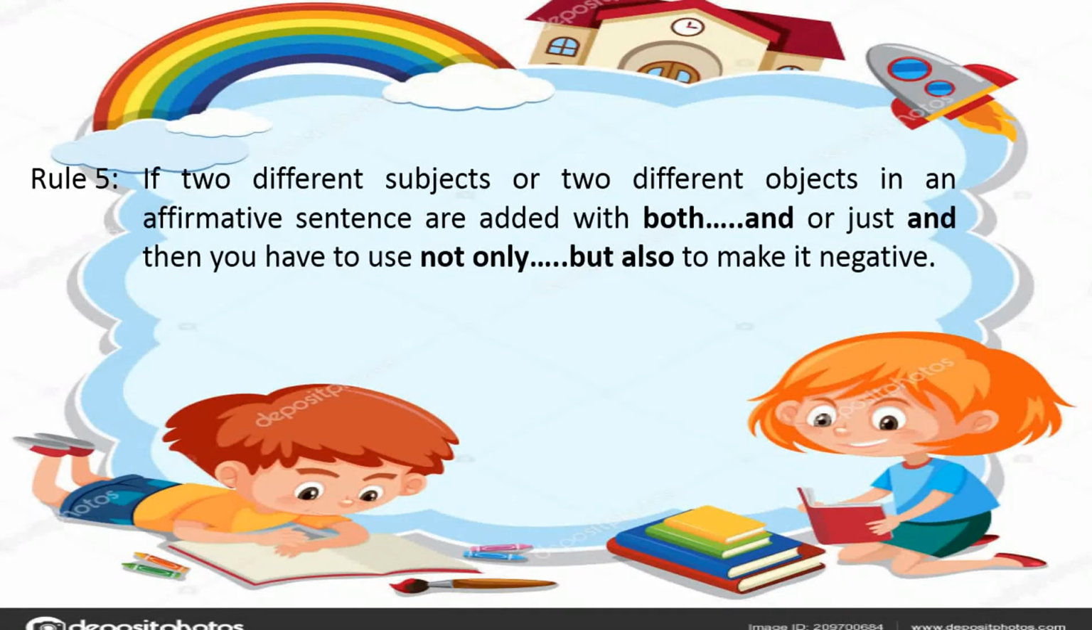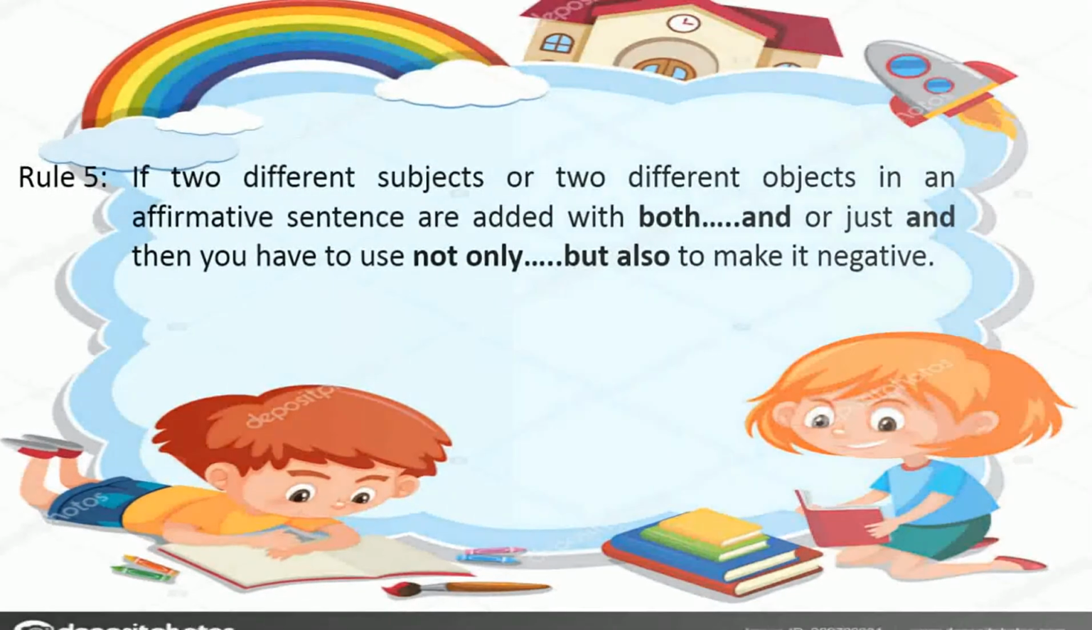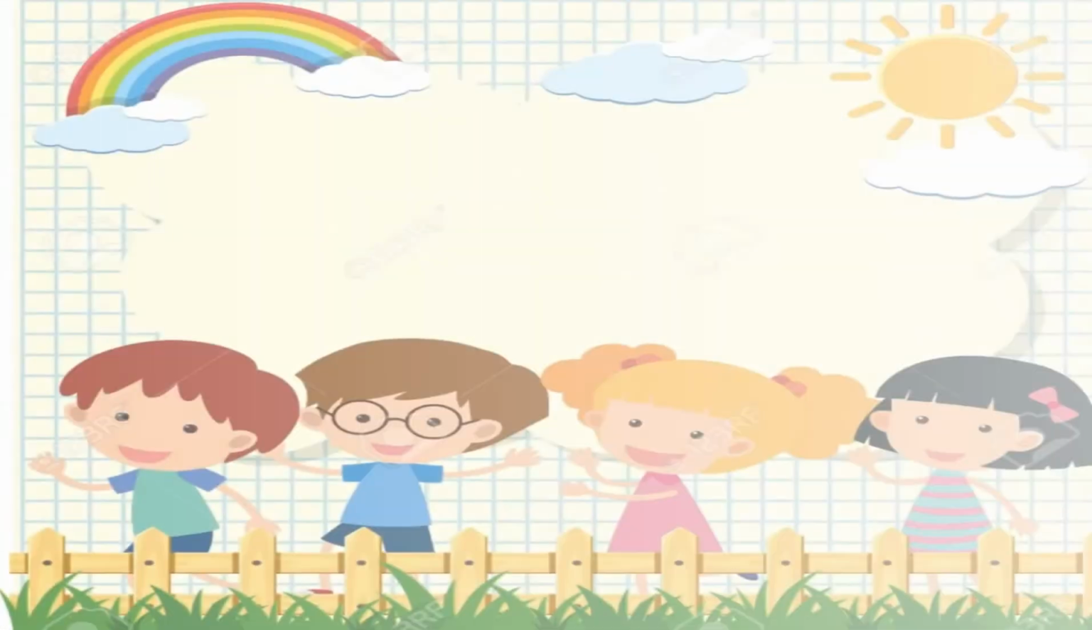If two different subjects or two different objects in an affirmative sentence are added with both ... and, or just and, then you have to use not only ... but also to make it negative. So follow the example here.